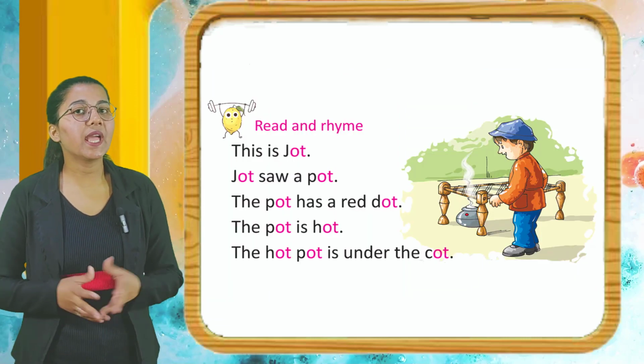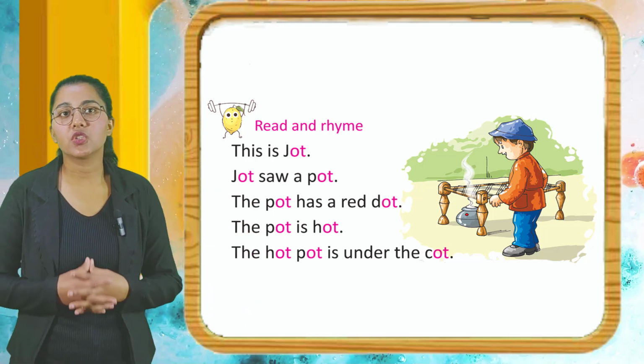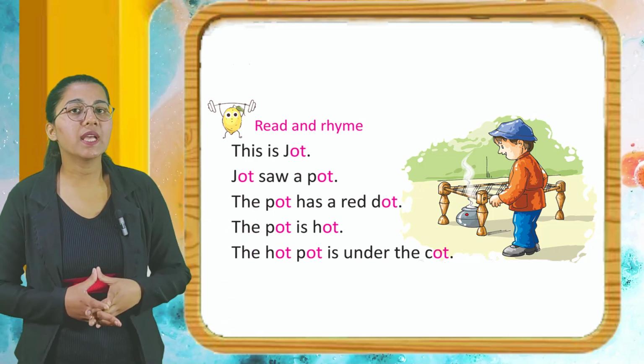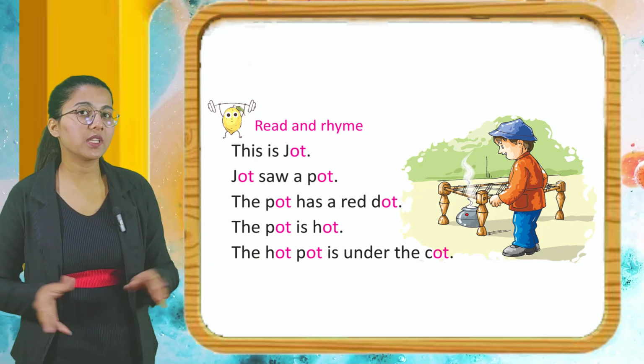Now, read and rhyme. So, let's read and rhyme. This is Jot. Jot saw a pot. The pot has a red dot. The pot is hot. The hot pot is under the cot.